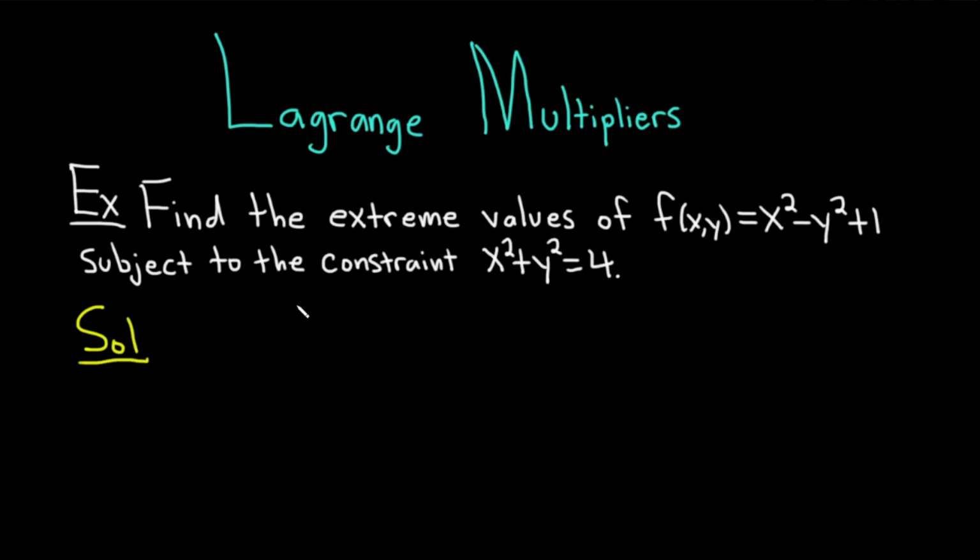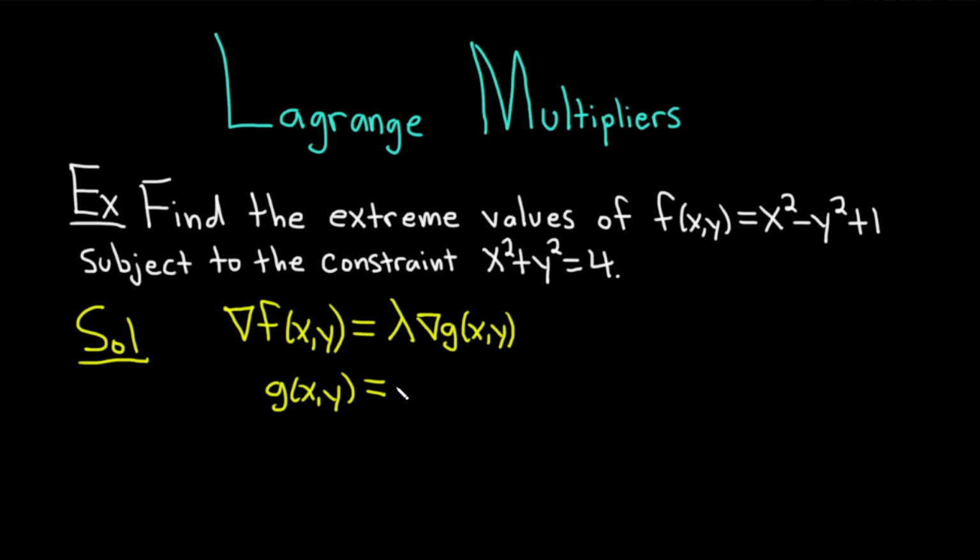When I'm doing problems with Lagrange multipliers, I like to write down the conditions every time because it makes the problem easier, I think. So we have two conditions. The first is that the gradient of f at x, y is equal to lambda times the gradient of g at x, y. And the second condition is that g of x, y is equal to c. These are the two conditions that we have in every single Lagrange multipliers problem. So step one is to write them down.